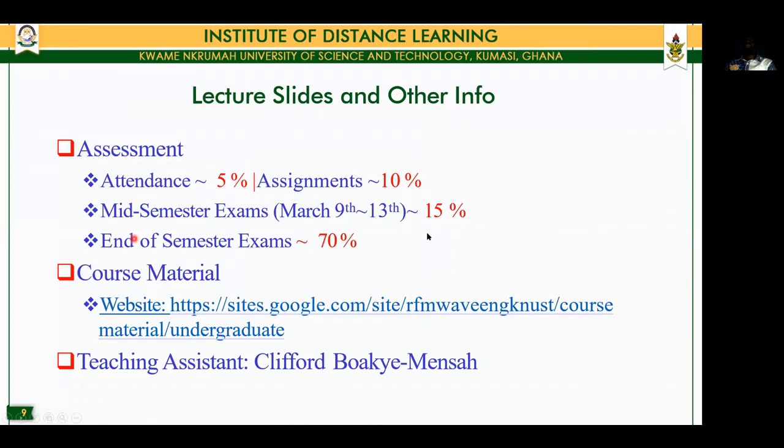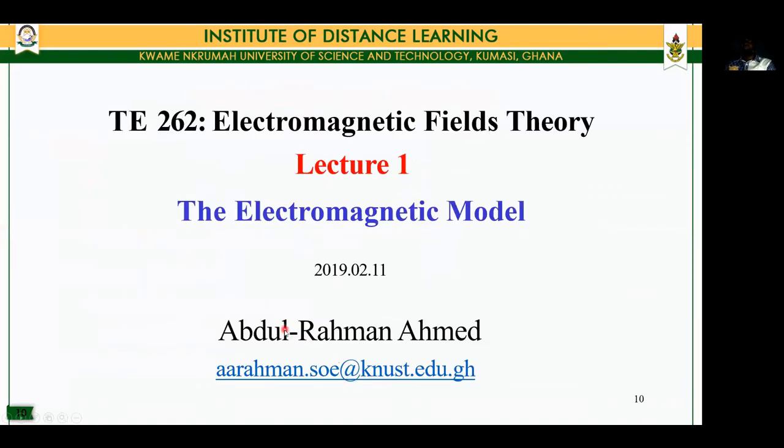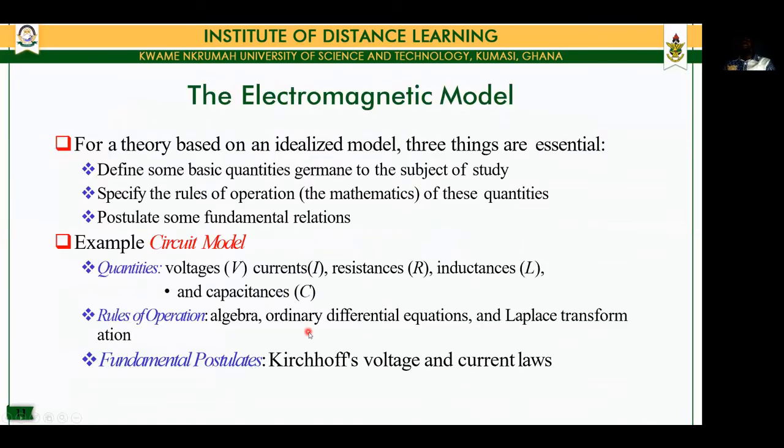So as usual, continuous assessment will be 30 and end of semester exams will be what, 70. And on this website, you can find all the course materials for this course. So basically, that is the introductory aspects of the course.